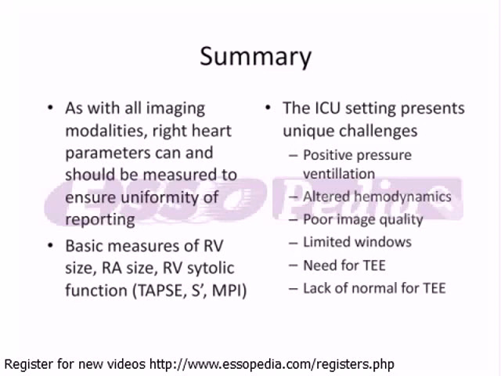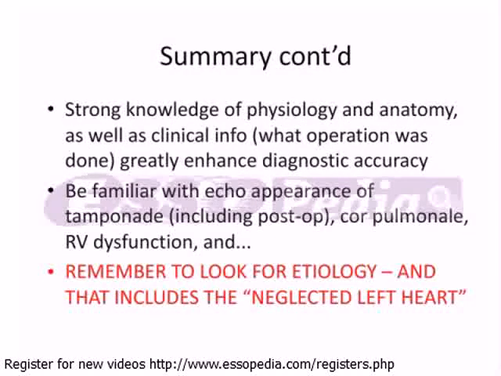It's critical that one has a strong knowledge of physiology and anatomy as well as clinical information. If you don't know what's going on, call the surgeon and find out what has been done. This will greatly enhance your diagnostic accuracy. You have to be familiar with the echo appearance of tamponade, including the localized postoperative tamponade, what cor pulmonale looks like, what right ventricular dysfunction looks like, and always remember to look for etiology, and that includes the neglected so-called left heart.